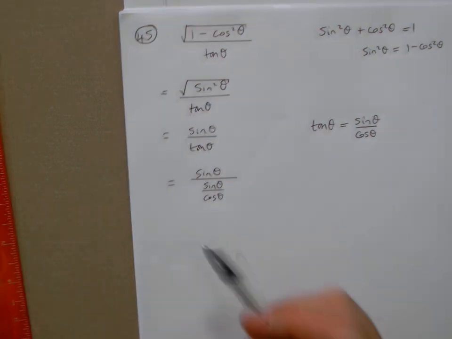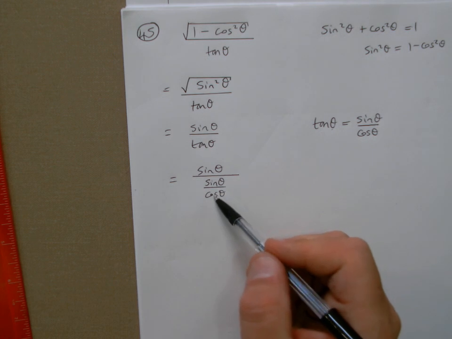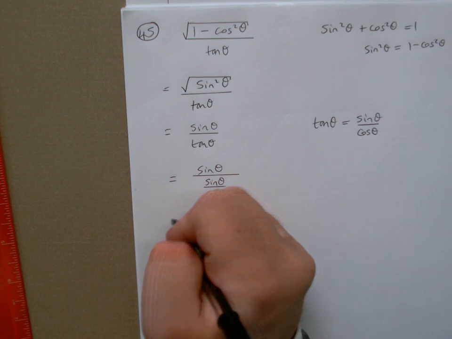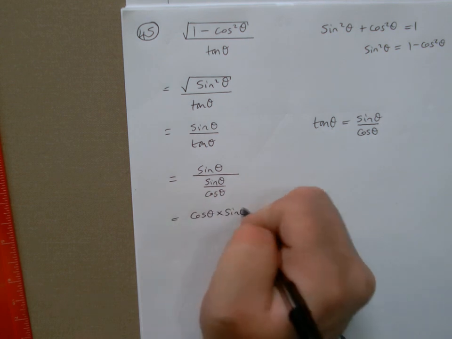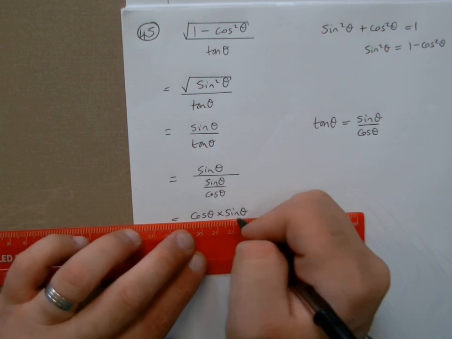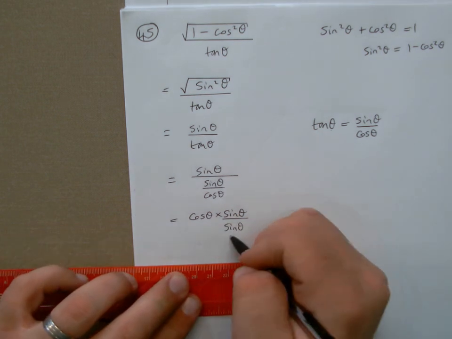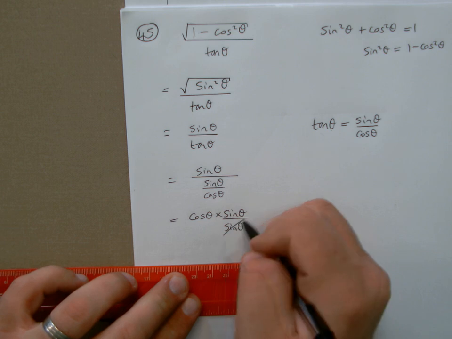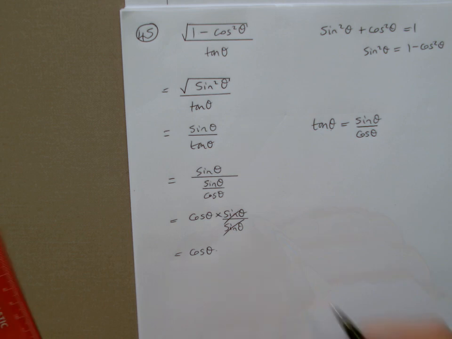And remember, when you've got a fraction on the bottom, you can take what's on the bottom up to the top. So this will be cos theta times sine theta, and you're left dividing by that sine theta. And notice that the sine thetas will cancel, because sine theta divided by sine theta is just 1. So you get your simplified result to be cos theta.